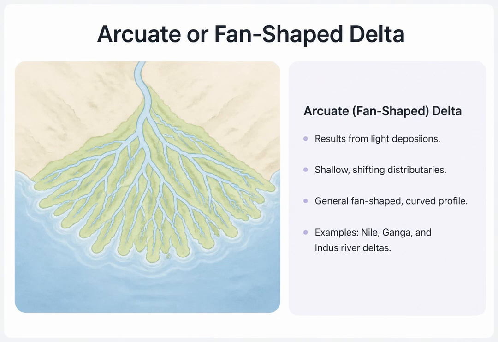Deltas come in several distinct shapes depending on the environment. The most classic is the arcuate or fan-shaped delta. This forms when the river deposits relatively light sediments, allowing the distributaries to easily shift back and forth across the mouth.